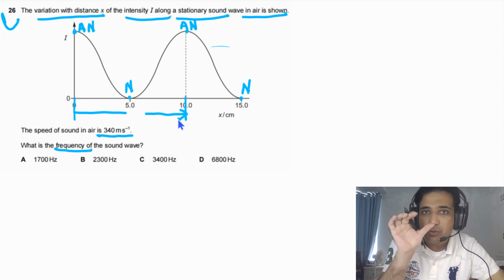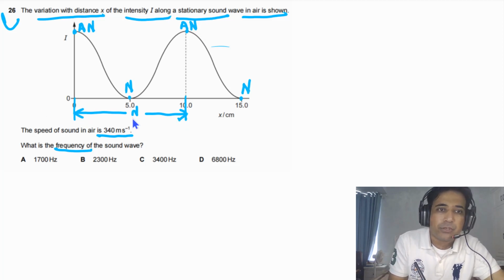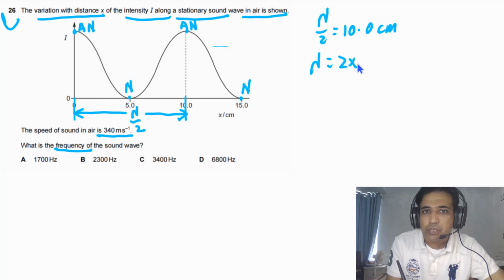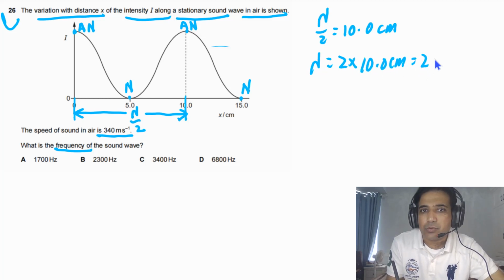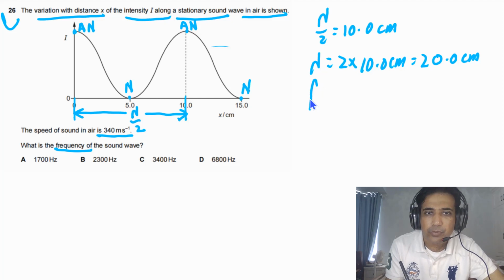The distance between any two consecutive nodes or antinodes is equal to lambda by 2. So this distance is equal to lambda by 2. So we can write down here lambda by 2 in this case is equal to 10.0 centimeters. So lambda will be equal to 2 times 10.0 centimeters, which is equal to 20.0 centimeters. We need to find out frequency.